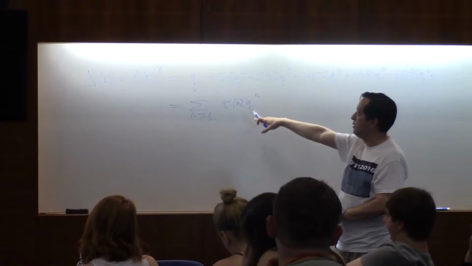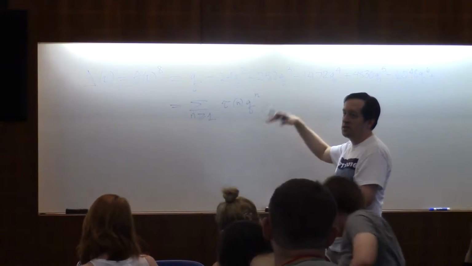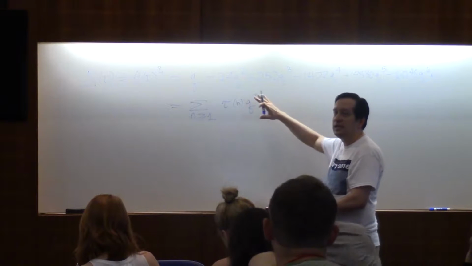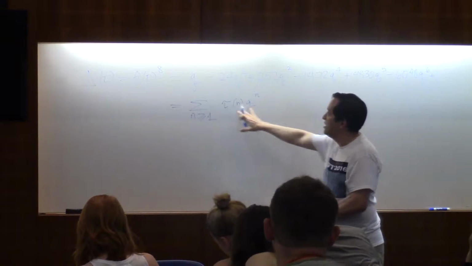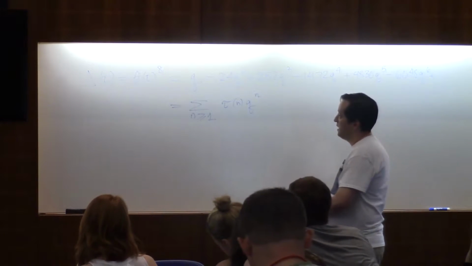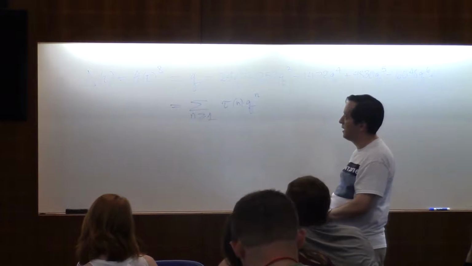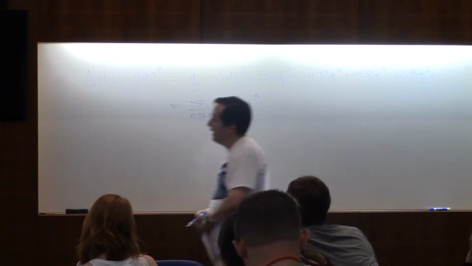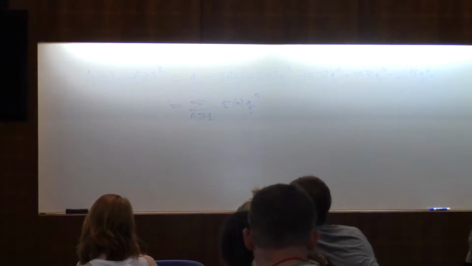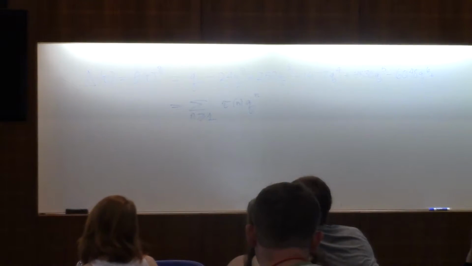Tau of 1 is 1, tau of 2 is minus 24. Does it count something? What's negative? Who knows? In any case, tau of n is just the notation for these mysterious integers, which seem to be both positive and negative.